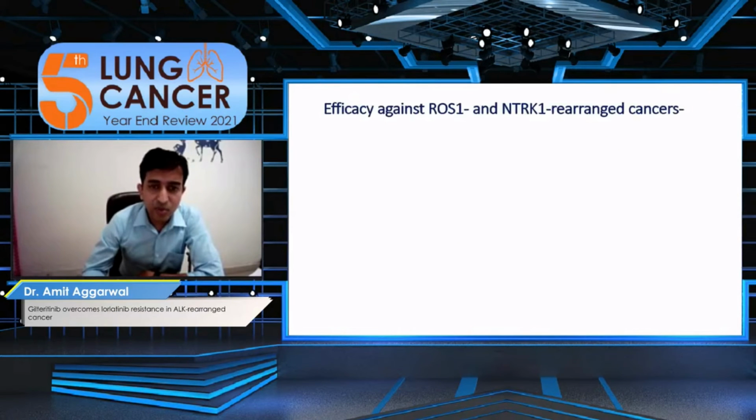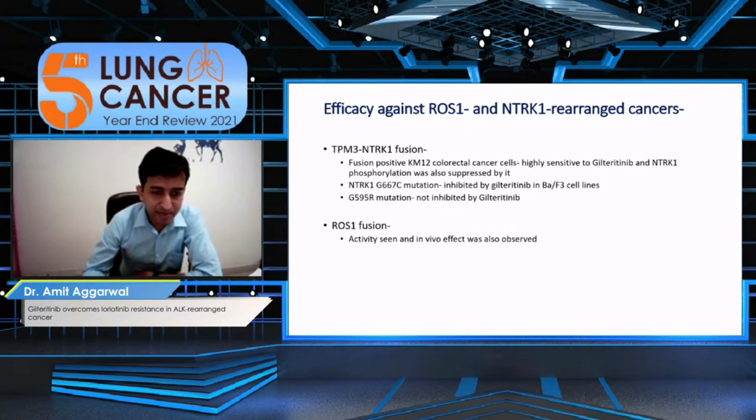Next, we know that the ALK TKIs show activity against ROS1 and NTRK1 rearranged tumors as well because of similarity between the binding sites. Here, gilteritinib also showed activity against ROS1 and NTRK1 rearranged cancers. But it was not active against EGFR and KRAS mutations.